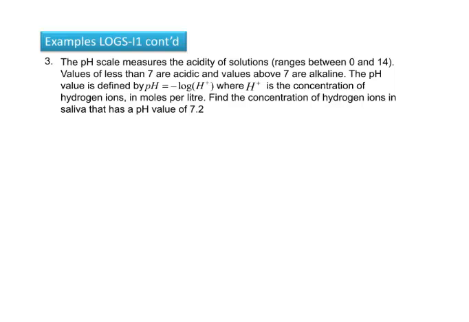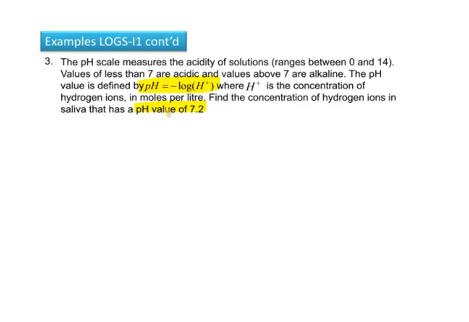The pH scale measures the acidity of solutions. Now acidity ranges between 0 and 14. Values of less than 7 are acidic and values above 7 are alkaline. The pH value is defined by pH equals negative log of H plus, where H plus is the concentration of hydrogen ions in moles per litre. So there's our formula in there. Okay, find the concentration of hydrogen ions in saliva that has a pH value of 7.2.